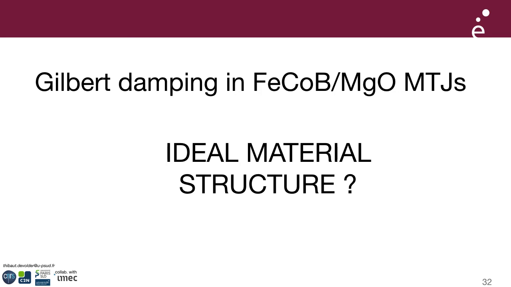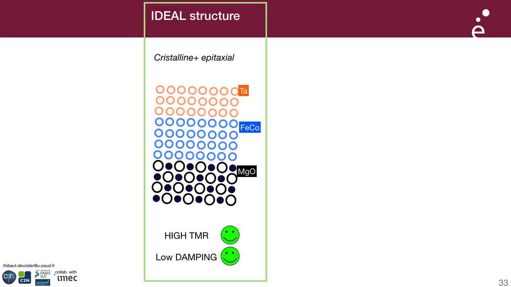What's the ideal material structure that we dream of for STT-MRAM application? The ideal material structure we want is something where the iron cobalt layer is perfectly crystalline, the MgO is perfectly crystalline, and there's a perfect epitaxial relationship between these two. If you have this, you're going to have a high magnetoresistance, and you may hope to have a low damping, just like in bulk single crystals of iron cobalt.